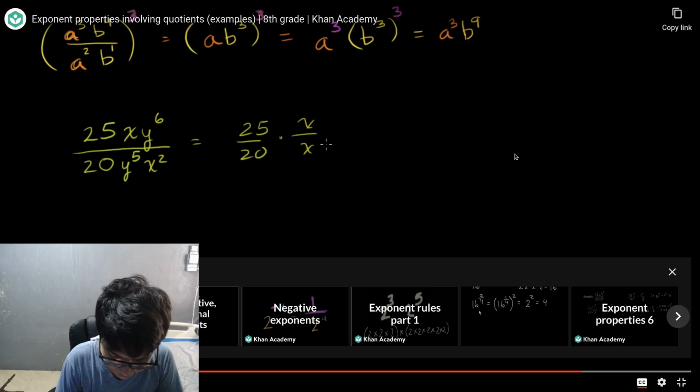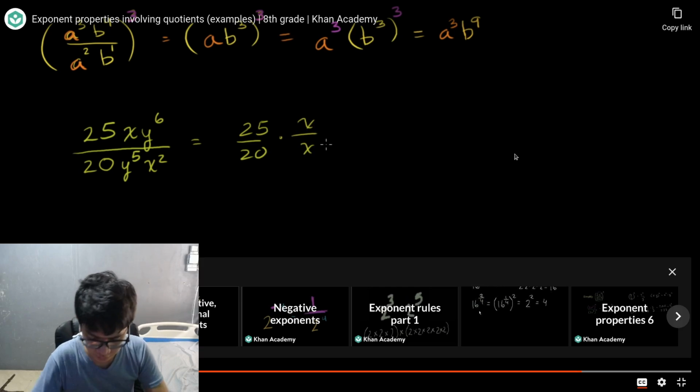We have 5 for x, 6. So we have just y at top. Yo, how do I do the 5 to 4x squared one?